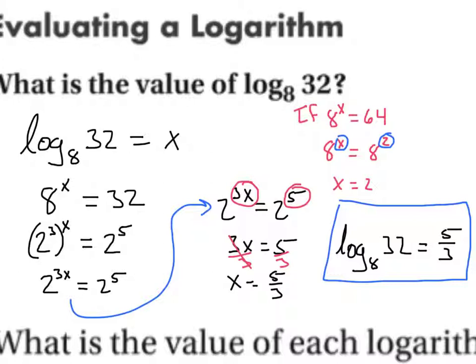Log base 8 of 32 equals 5/3. Now, a way to check your answer involves your calculator. If you want to check whether you did that right, grab your calculator. You're going to want to rewrite this in exponential form. 8 to the 5/3 power should equal 32. I would type it into my calculator like this: 8 raised to the 5/3 power.